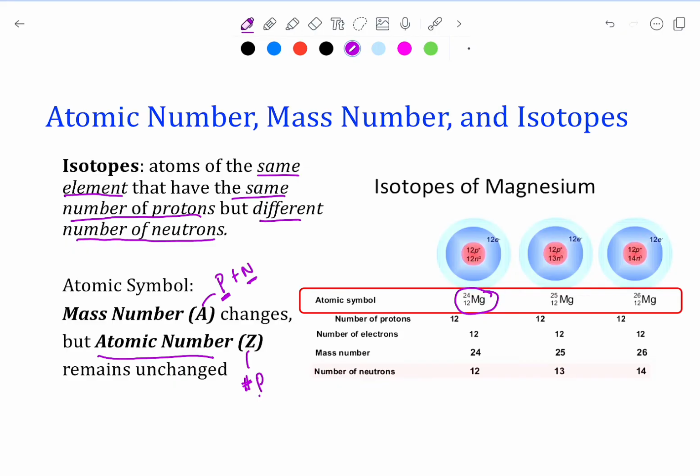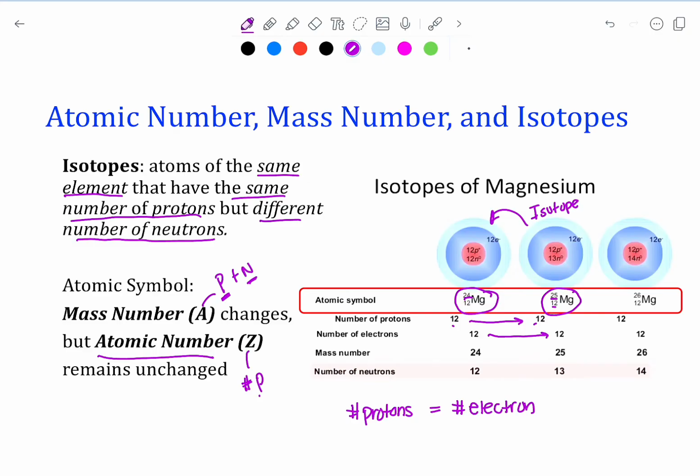Now, in our next column here, this is now an isotope of our original. So its atomic symbol changed, and instead of having 24 on top, it has a 25 on top. We notice that 12 is staying the same, so our number of protons stays the same from one to the other. Our number of electrons is also going to stay the same, because for right now we're going to assume that the number of protons equals the number of electrons.